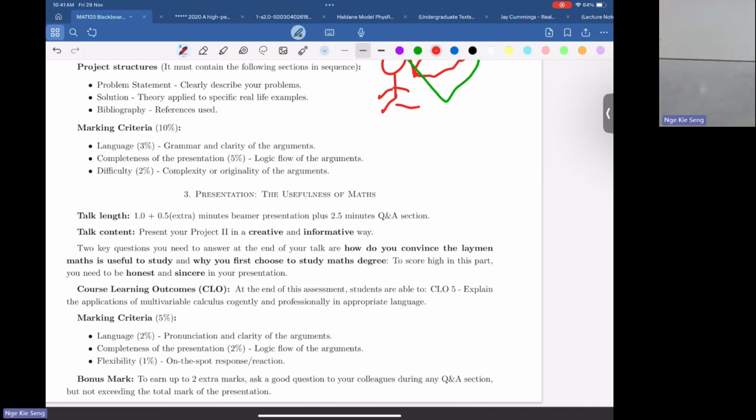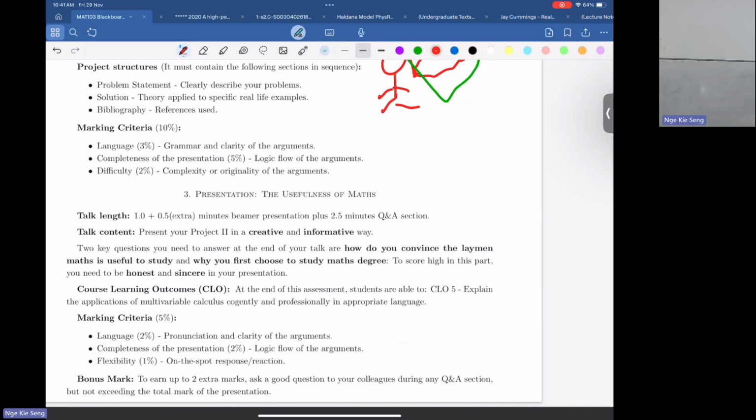So you will be marked on the language and completeness of your presentation. What's your logic flow there? Does it make sense or not? And lastly, what's the flexibility you have? Can you answer questions, or take questions properly from the audience?